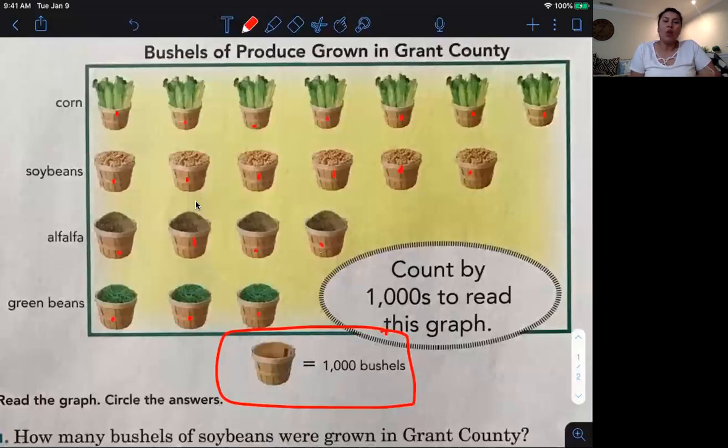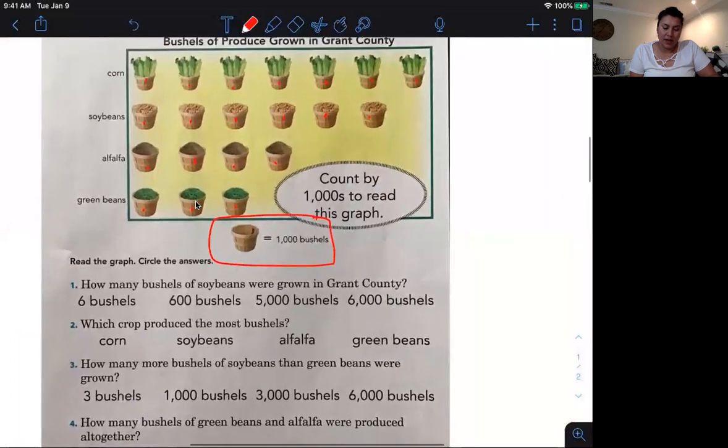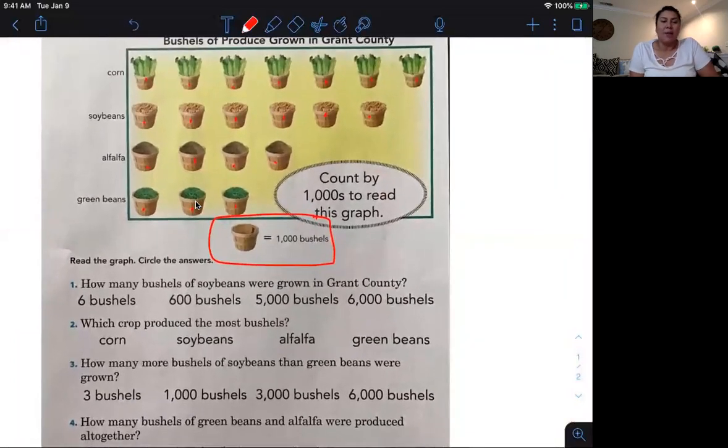When I scroll down, I want you to know you're not going to be able to see the, oh, well, maybe if I do this, yes, we can. All right, number one, how many bushels of soybeans were grown in Grant County? Lydia, help me with this. Go to the row of soybeans, because this is what we're talking about. How many soybeans are there? Let's count them together with her. 1,000, 2,000, 3,000, 4,000, 5,000, 6,000. So is it 6 bushels, 600 bushels, 5,000 bushels, or 6,000 bushels? Yes, you're right, 6,000 bushels.